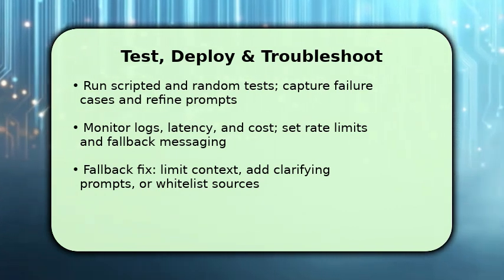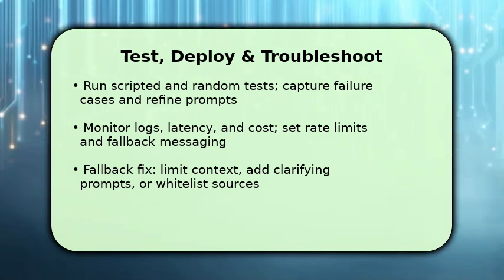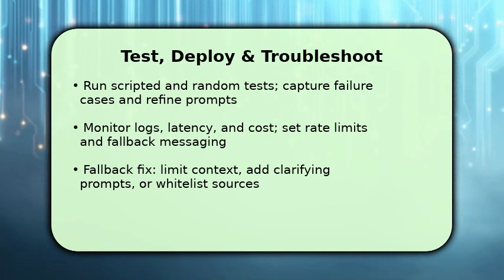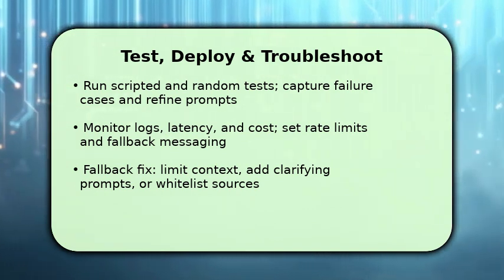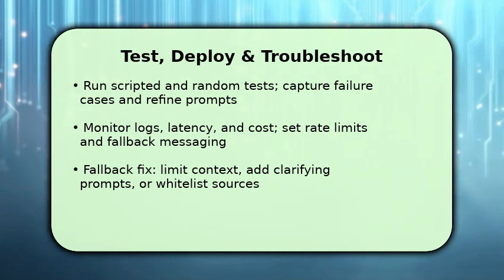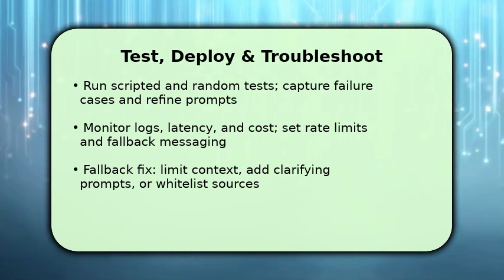Once stable, deploy with monitoring for latency, API errors, and cost so you can set rate limits and maintain uptime. If things go wrong, like hallucinations, reduce retrieved context, add clarifying follow-ups, or restrict sources to trusted docs. This cuts noise and improves accuracy.